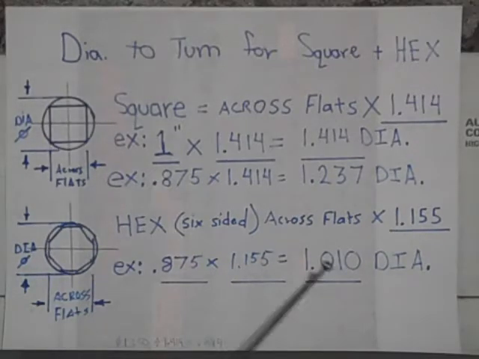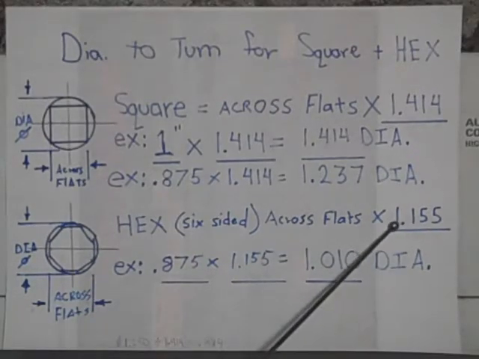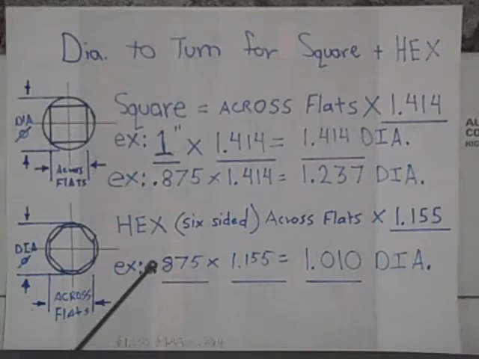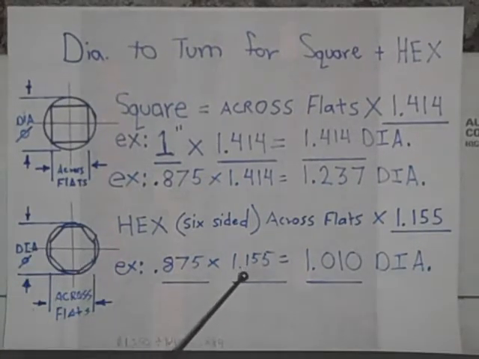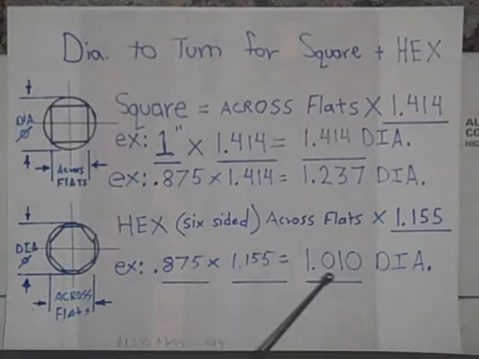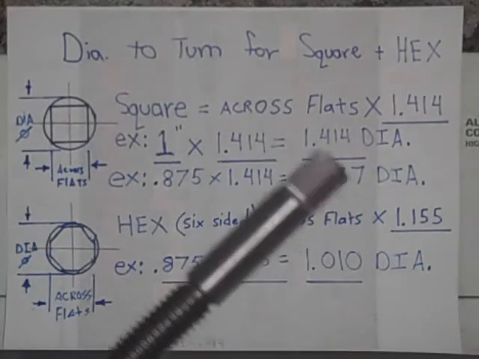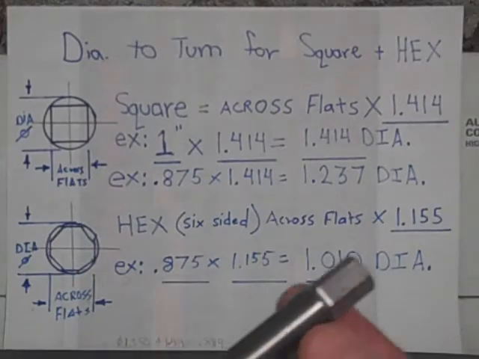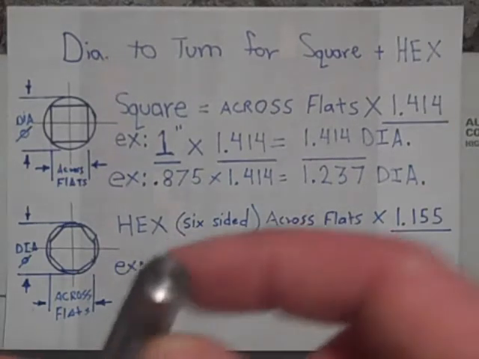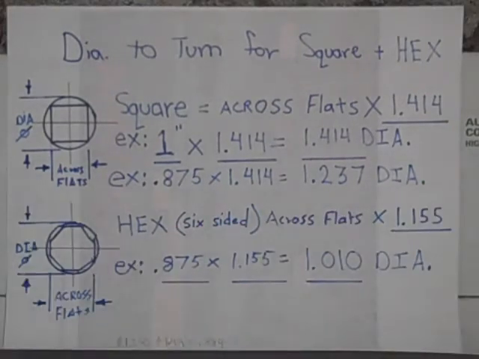Hex is just as simple. It's the .875 across the flats times 1.155 gives you a 1 inch .010. Very simple. Say you were to cut a hex into a shaft such as this, you would start off with the 1 inch .010 and then cut your .875 hex in there. Real simple, easy, nothing groundbreaking.